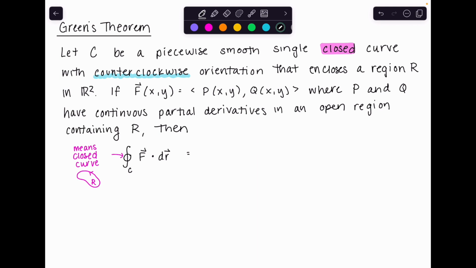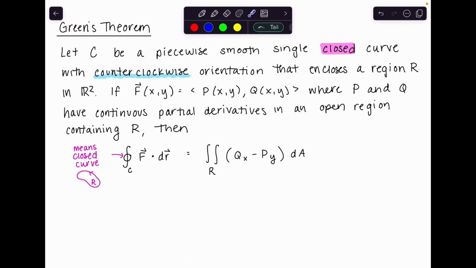Instead of evaluating this along the boundary, I can focus on the area on the inside. So we can turn this into a double integral where the bounds depend on the region that C encloses. And on the inside, we're going to have Qx minus Py. Remember, those represent the partial derivatives of Q with respect to x and P with respect to y. And then we integrate this with respect to x and y. Okay?